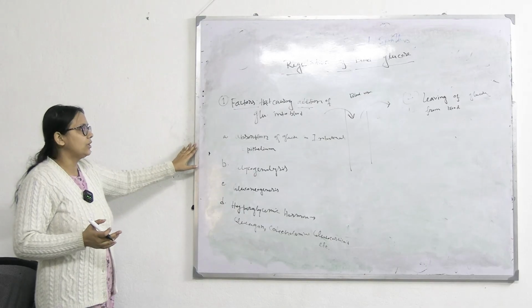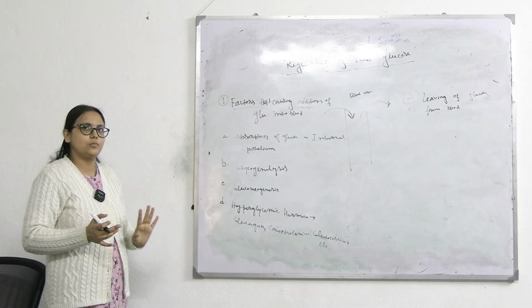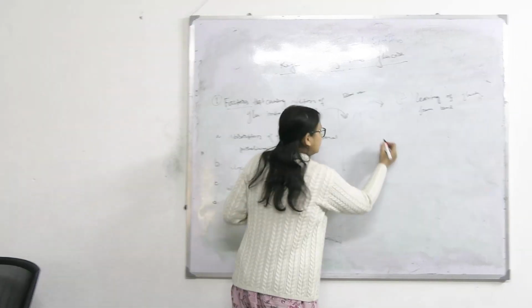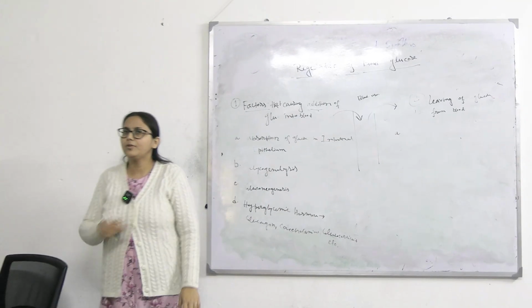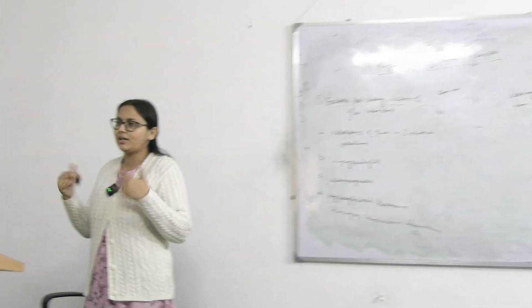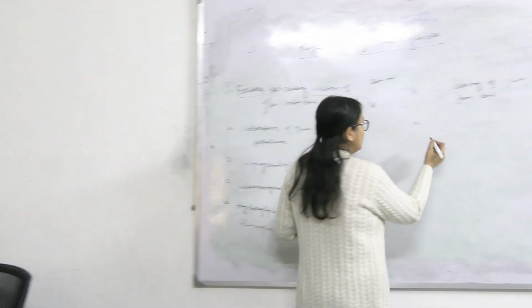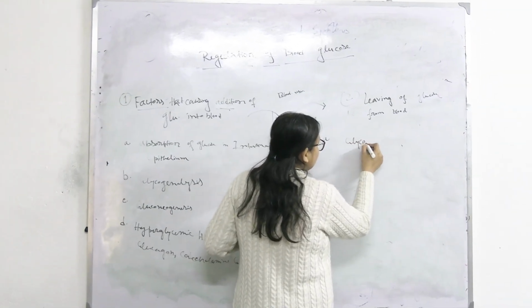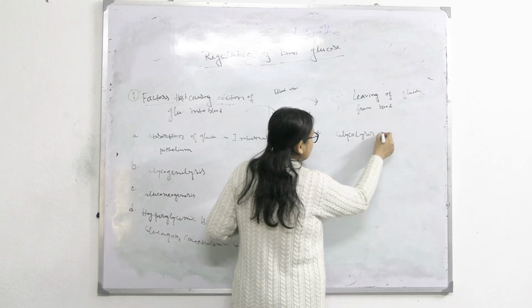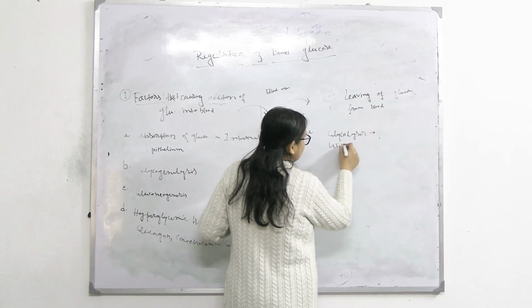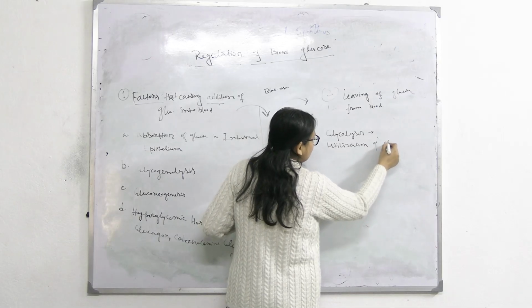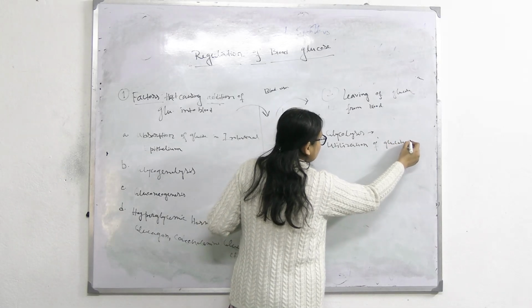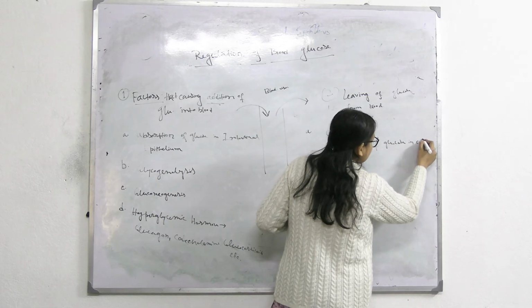Now we will see what are the factors that cause leaving of glucose from the blood. Number one: glucose is utilized. So utilization of glucose via glycolysis. Most common pathway is glycolysis, utilization of glucose in every cell.